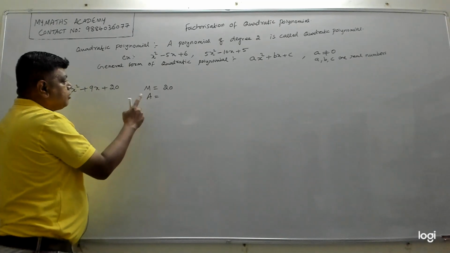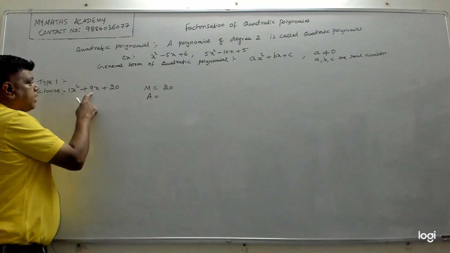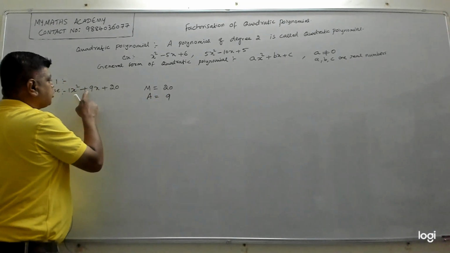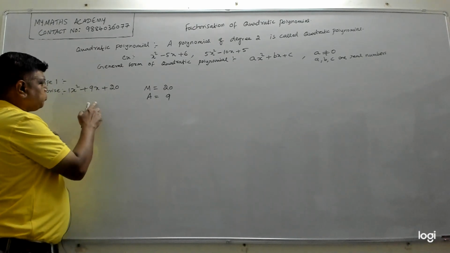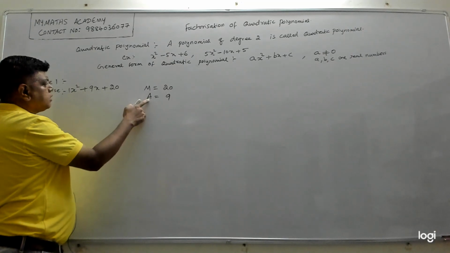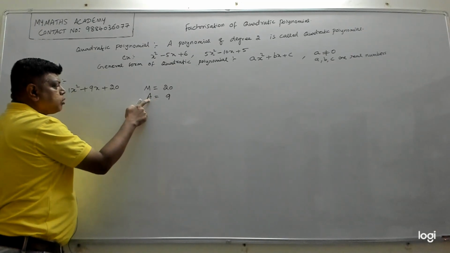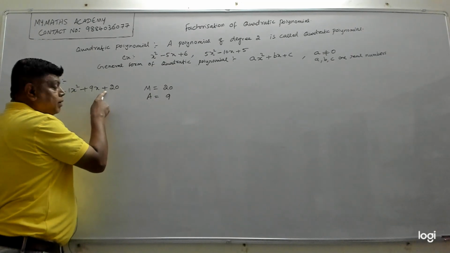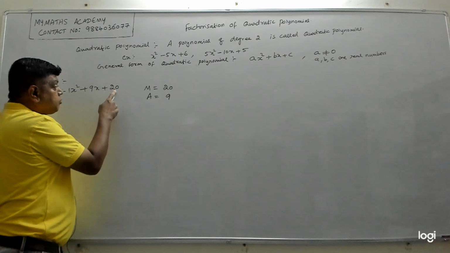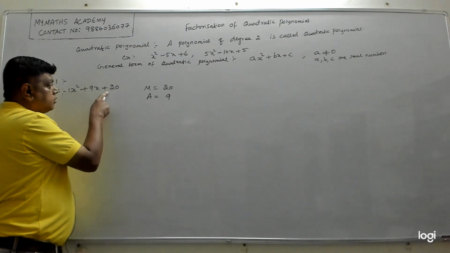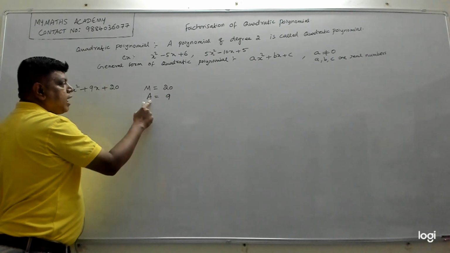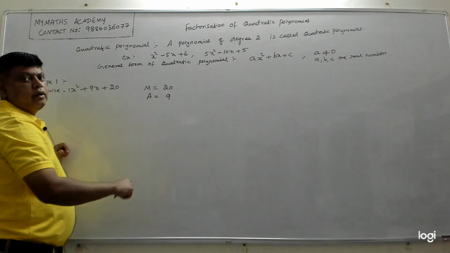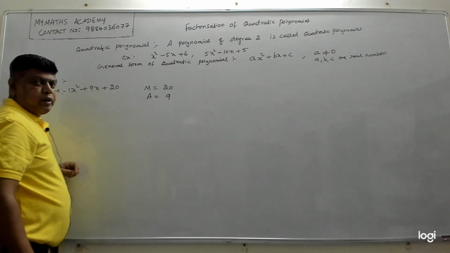And if I add those two numbers, I should get this one. What is this? 9. So forget about the sign. Don't worry about the sign, which means when I add the two numbers, I should get 9. How am I saying I should add the two numbers? Because of this sign. If the sign of the constant term is plus, then I should add those two numbers and I should get 9. Fine.